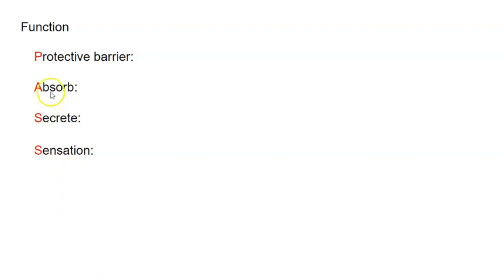Let's look at the function of epithelium. Provides a protective barrier, absorbs, secretes, and also provides sensation. Notice the acronym PASS. If you want to pass anatomy, you've got to study. PASS.